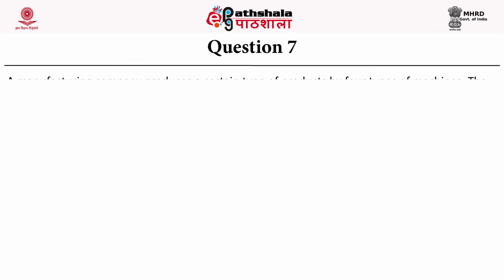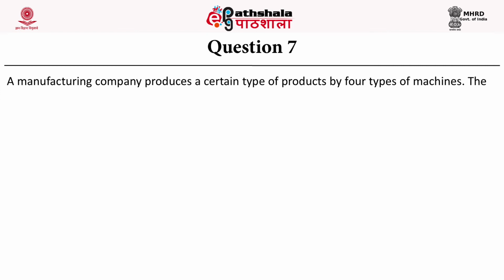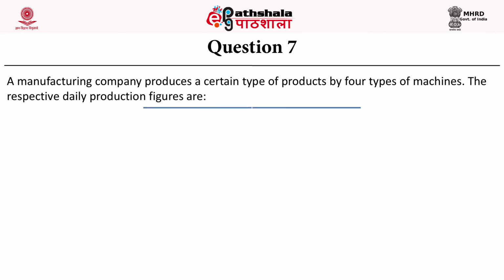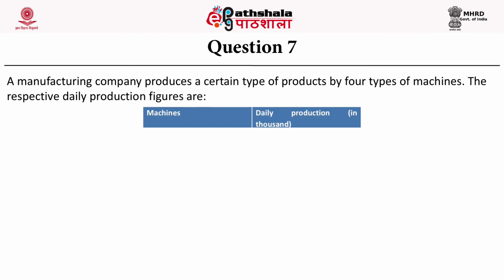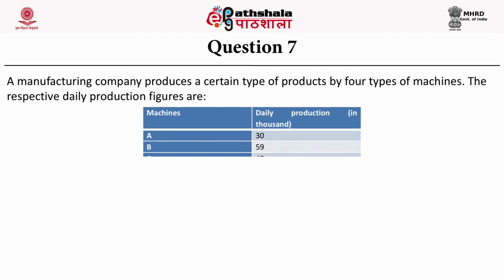So now we have another example here. The manufacturer company produces a certain type of products by 4 types of machines. The respective daily production figures are given here: on the left hand side of the table we have machines, and on the right hand side we have daily production in thousands. So we have figures 30, 59, 45, 26 available with us.